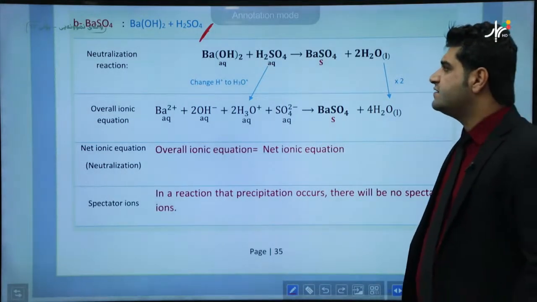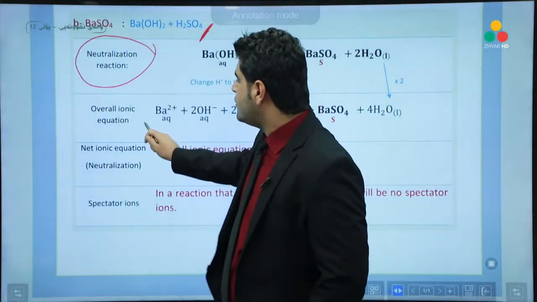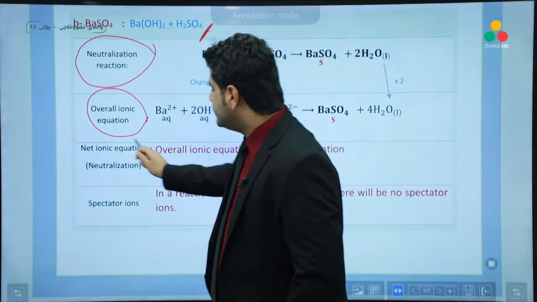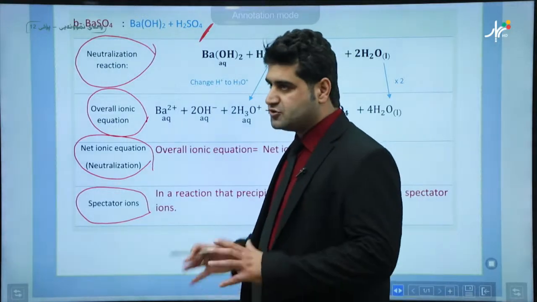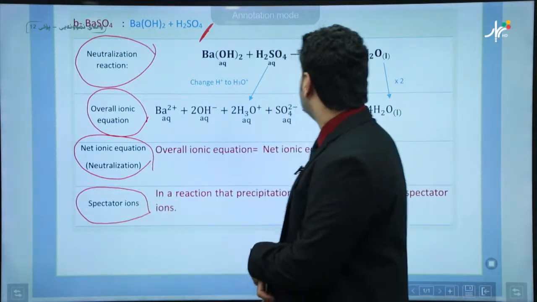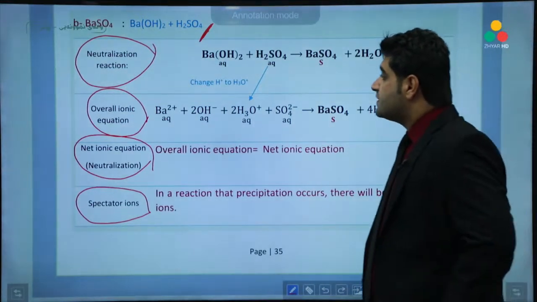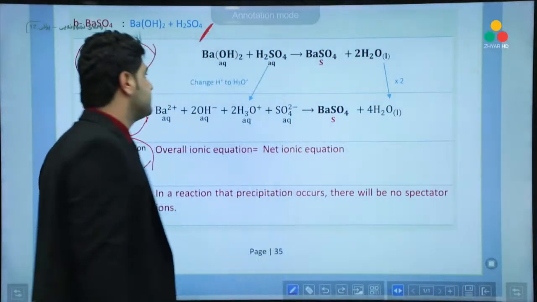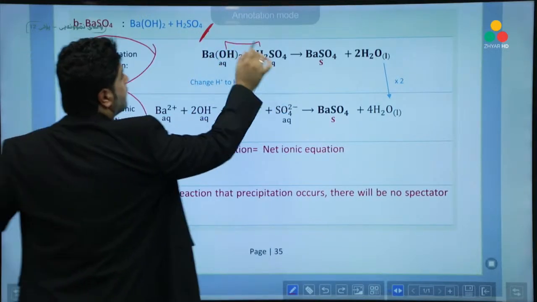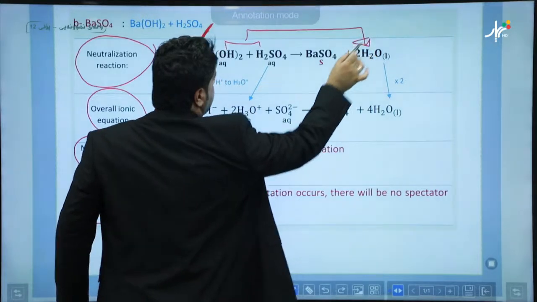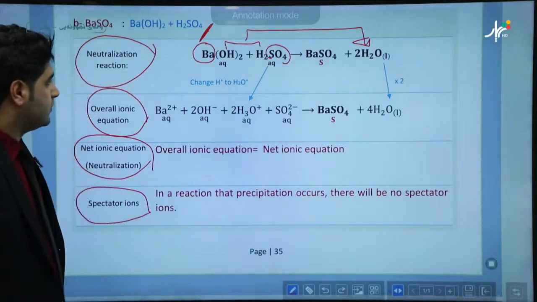So how can we write the neutralization reaction, the overall ionic equation, the net ionic equation, and the spectators? Spectators are ions that just came to see the situation. They do not participate in producing a salt. Neutralization reaction means the double displacement reaction. How do we write it? OH plus H produces H2O, and Ba with SO4 produces BaSO4.